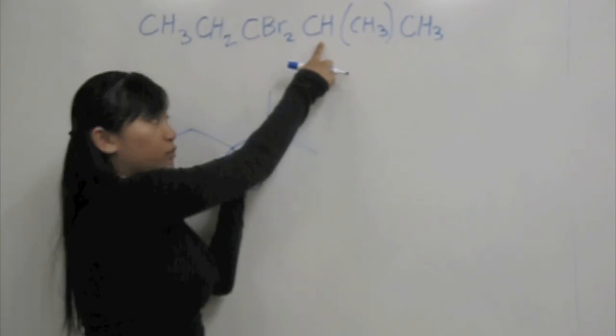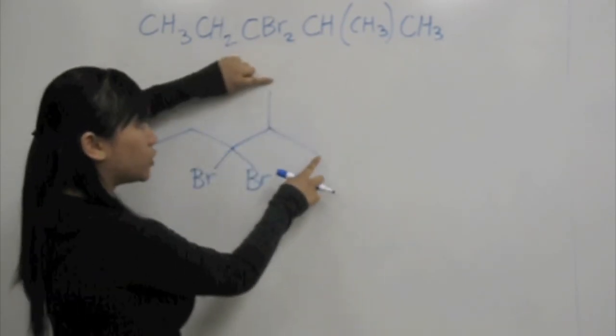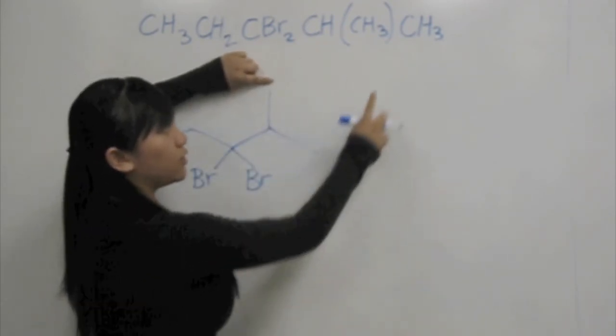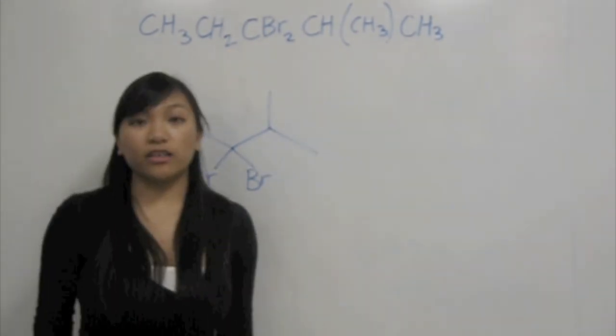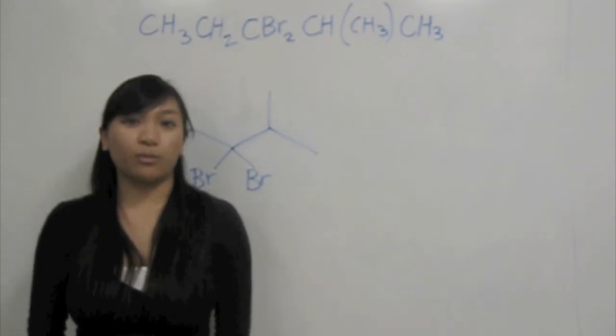Looking at our condensed formula, this is our two methyl groups, which is these two right here, our two methyl groups. And that concludes our second example of how to draw bond line structures.